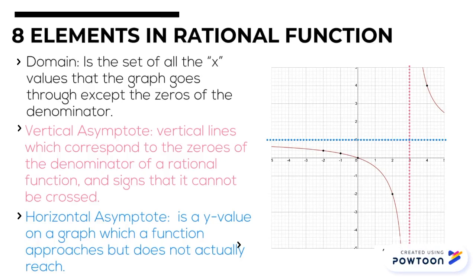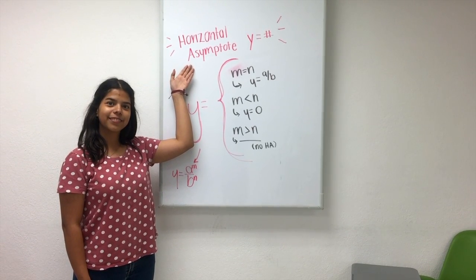Then, vertical asymptote: vertical lines which correspond to the zeros of the denominator of a rational function, and signs that it cannot be crossed. After that, horizontal asymptote is a y value on a graph which a function approaches but does not actually reach. This can be found following these three rules.